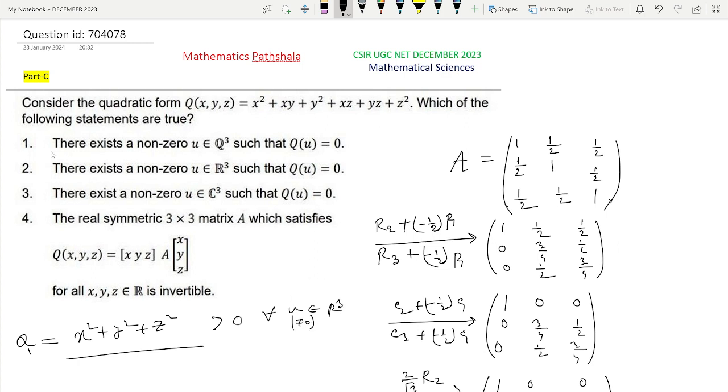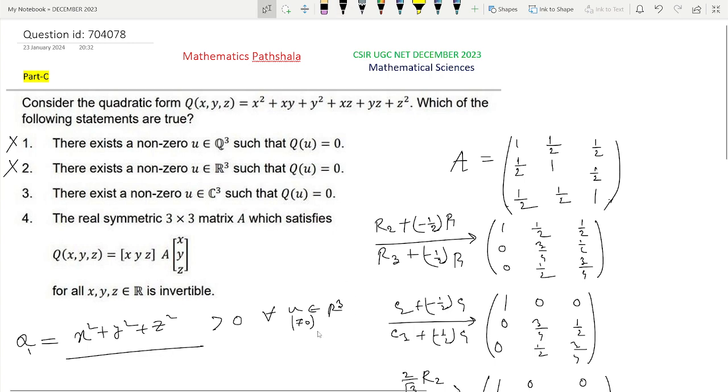So for this option 1, it says that there exists a non-zero u belongs to Q3 such that Q equal to 0. So this is not true, because for all such non-zero u belongs to Q3, as well as R3, Q will be greater than 0. So option 1 is not the correct option, and option 2 says that such u belongs to R3 such that Q is 0. Also this is not the correct option. Now look at option 3.